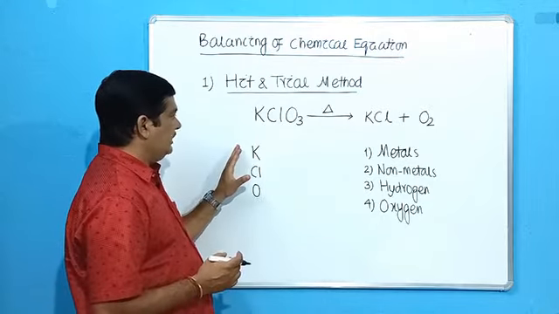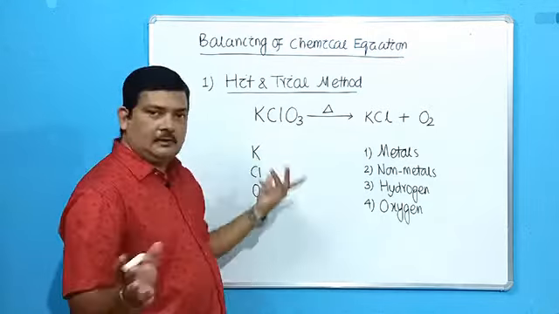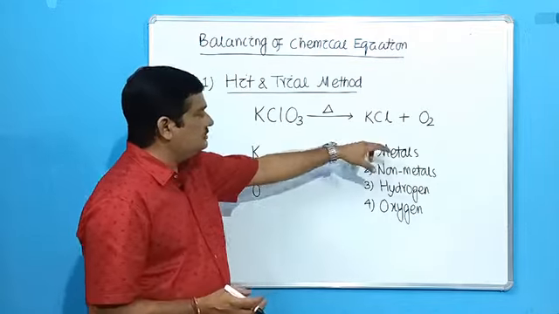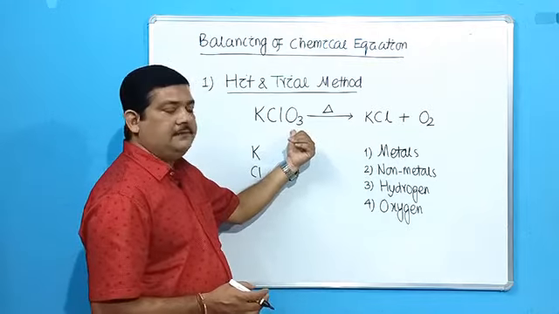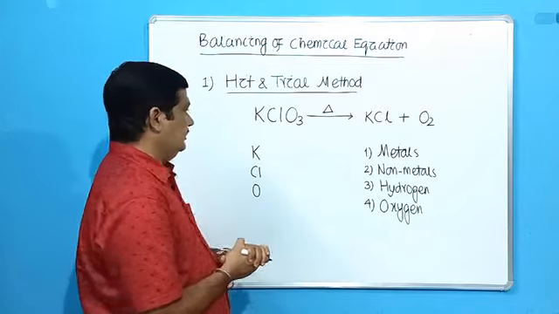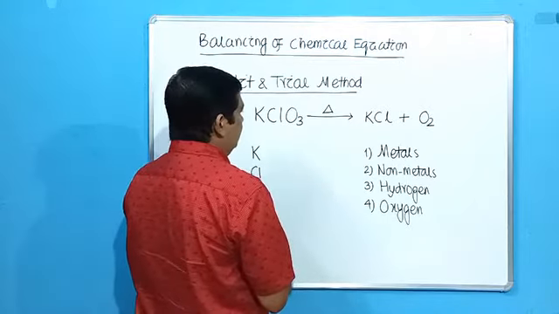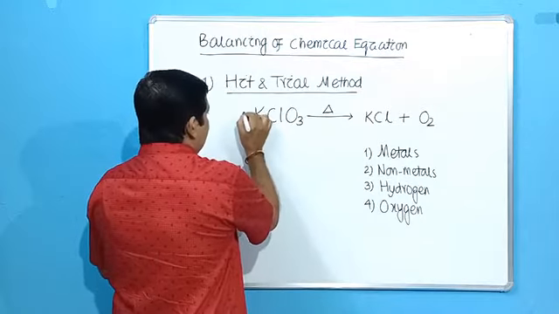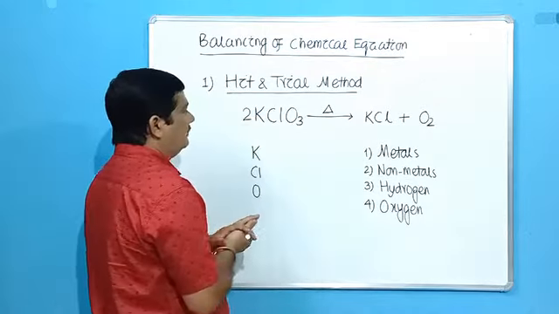So first we will balance K here. K are already balanced, but next we will go to Cl. Cl is also balanced. So we need to only balance what? Oxygen. Okay. So for that, what we need to do? Now, when there is 3 here, you make it 2.